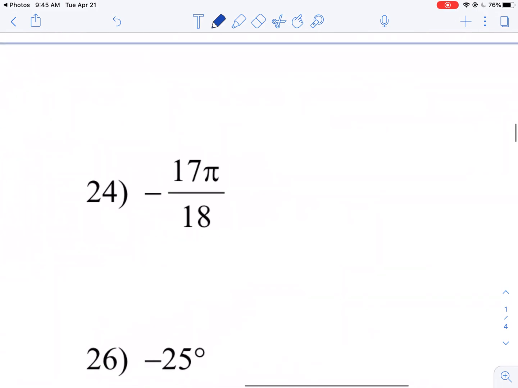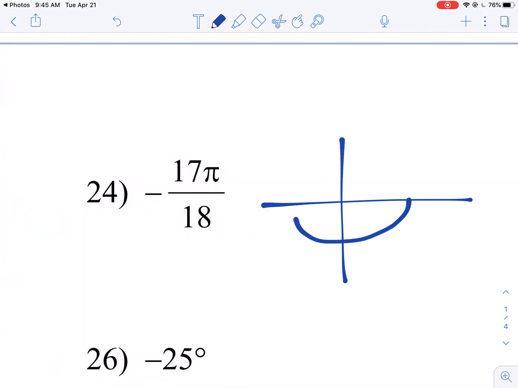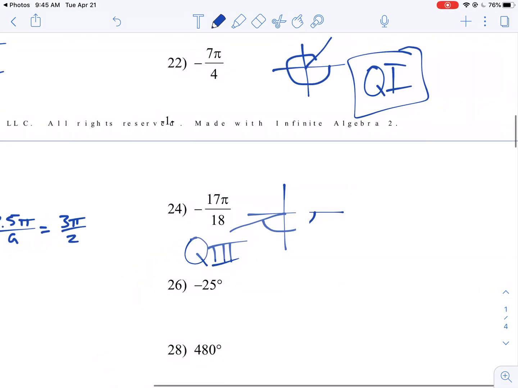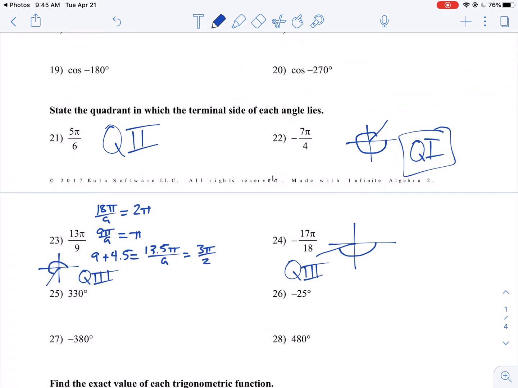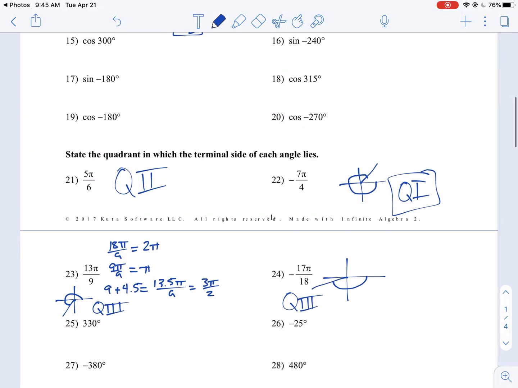I'm going to do the same thing over here for number 24. I see that it's negative 17 pi over 18. That's really, really close to being negative 18 pi over 18. I move in that direction, and I see that this is going to lie in quadrant 3. So all it's asking me for number 21 through 28 is to figure out where that angle finally ends up. Where is the terminal side of that angle?